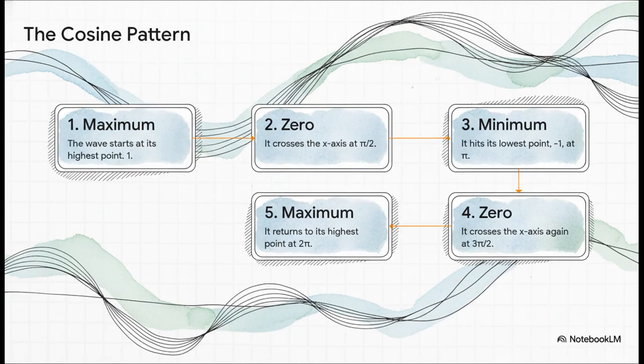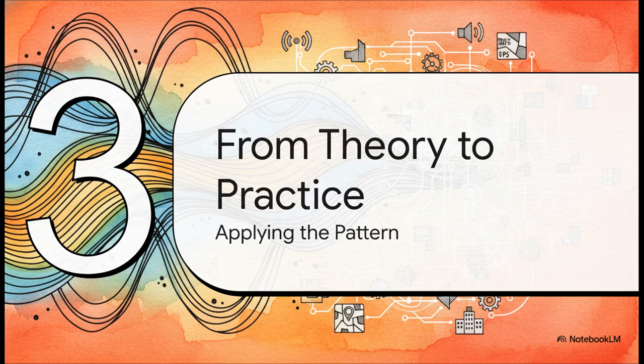So this gives us an incredibly easy pattern to remember. While sine's pattern is 0, max, 0, min, 0, cosine is just max, 0, min, 0, max. Seriously, if you can just remember that 5-point sequence, you can sketch a cosine wave instantly. No calculator needed. Okay, so that's the theory.